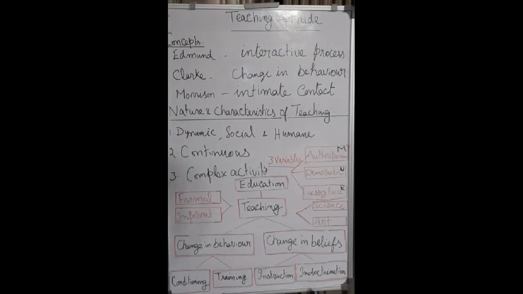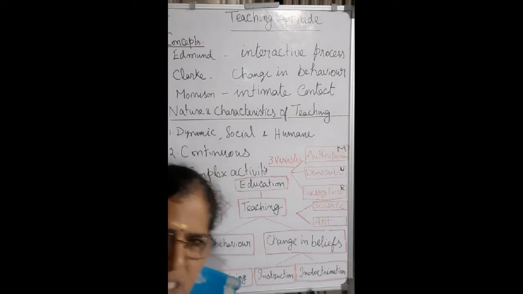So today in this video, we are going to take up the first unit of paper 1 for the UGC NET exam, that is teaching aptitude. In this video, we will be discussing the concept of teaching, the nature and characteristics of teaching, and levels of teaching. The first topic in the first unit is teaching aptitude.